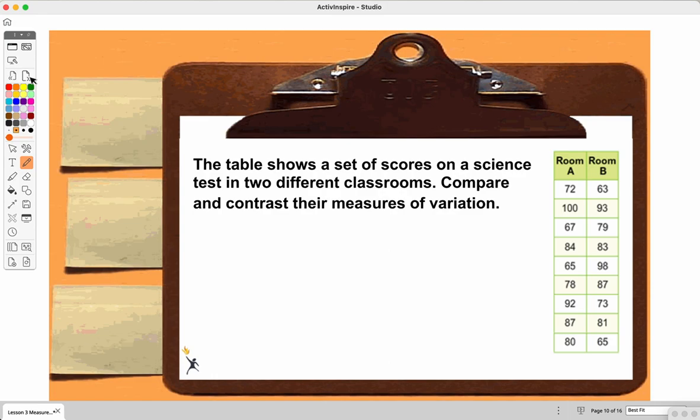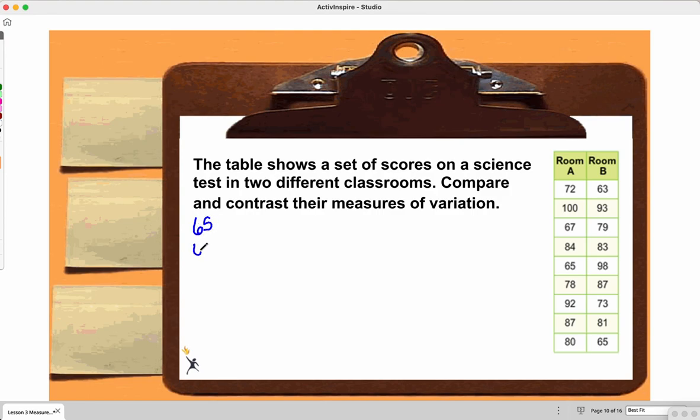So with the science test, this is a way for teachers in multiple classrooms to say, hey, is this test valid? If it's taught by different teachers, different rooms, different kids, is it still a valid measure of their understanding? Well, one of the ways we do that is measure the variation and measure the measures of center on each set. So the first thing you have to do on both of these is put them in order from least to greatest. So I went ahead and did this already.